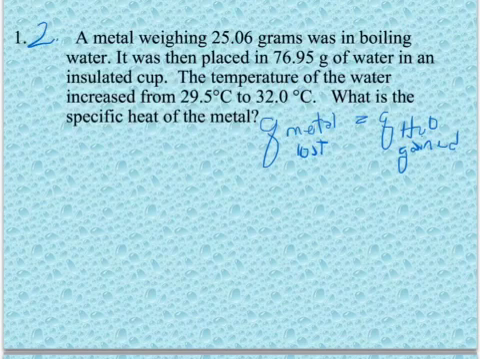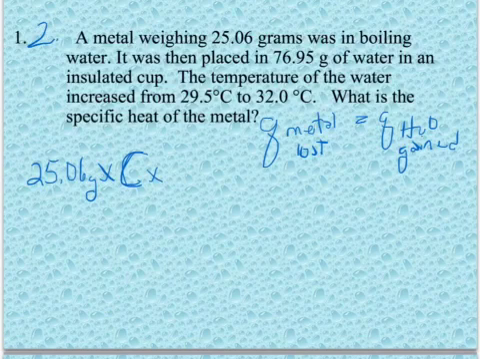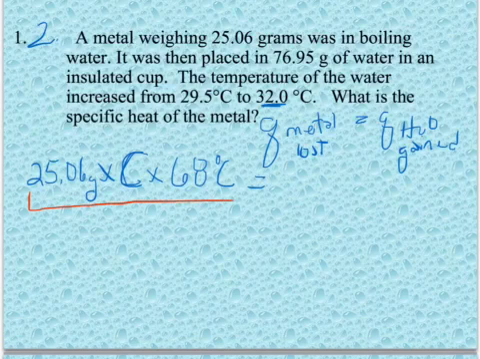The metal has a mass of 25.06 grams. And we're trying to find the specific heat of the metal, so that's our unknown, that's our C. The change in temperature of the metal, if you say 100 minus 32, you end up with 68 degrees Celsius. So that is the change in temperature of the metal. It's an important point to note that everything that we did right here is all for the metal.